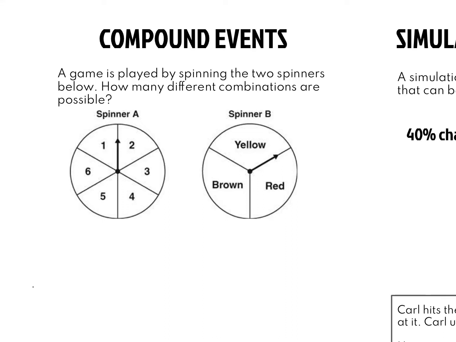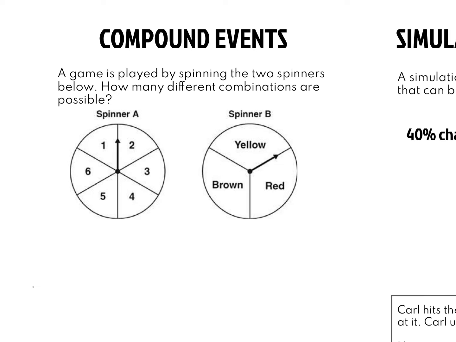This lesson is to go through how to find the probability in compound events. A compound event is when two or more simple events are being combined into one event, like this example here. A game is being played by spinning the two spinners below. You're going to spin spinner A and you're going to spin spinner B. And we're going to start by finding how many different combinations are possible.